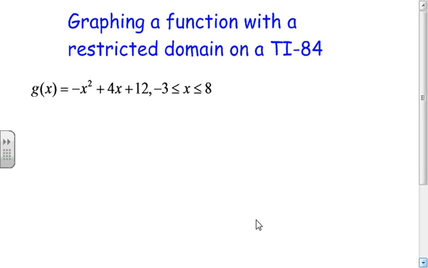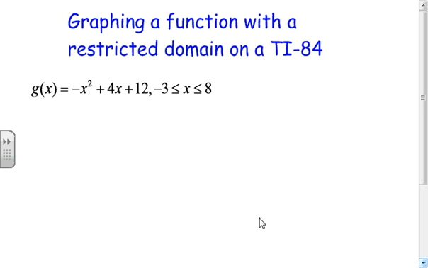So here's our function. This is a function g of x is equal to negative x squared plus 4x plus 12. That is a quadratic equation. We know the graph's going to look like a parabola, but instead of the domain being all real numbers, for some reason it's been restricted to the interval from -3 to 8. That's all we want x to do.